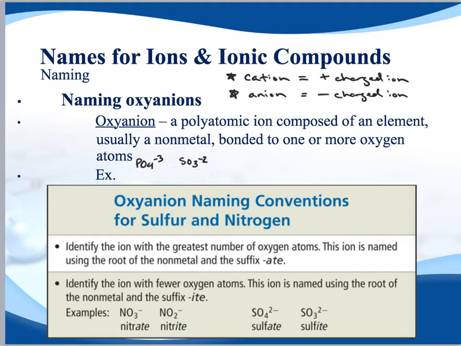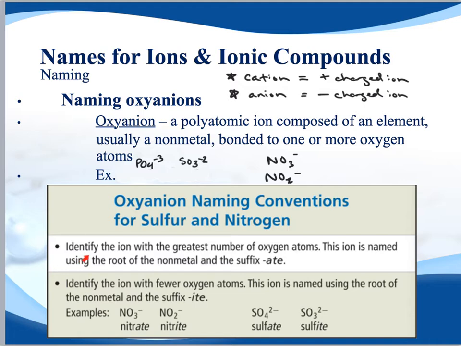So when it comes to naming them, the rules are down below. Let's identify the ion with the greatest number of oxygen atoms. This ion is named using the root of the nonmetal and the suffix -ate. So for instance, you may have noticed on your ion sheet something like that and something like this. NO3 with a -1 charge and NO2 with a -1 charge. Very, very similar. So how do you name these two?